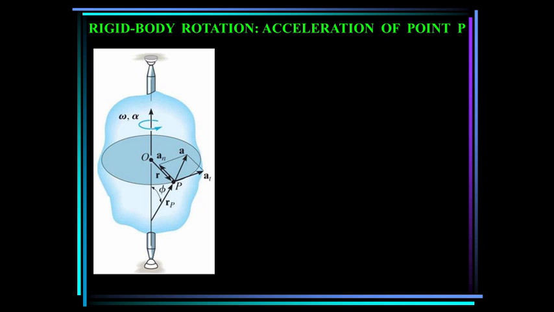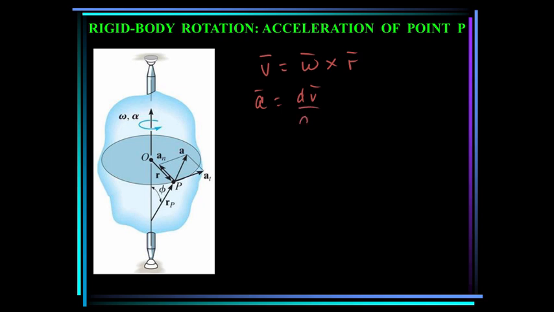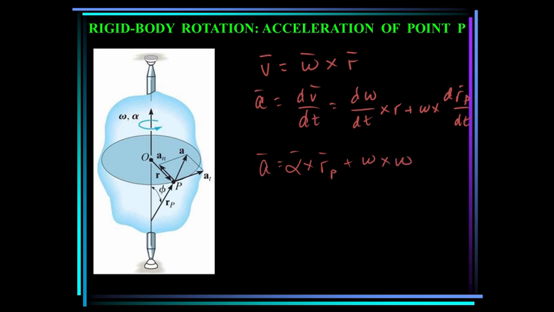So continuing our discussion on the acceleration of point P on a body undergoing rigid body rotation, the vector formulation of those two previous equations: the velocity of point P is equal to the cross product of omega cross r. So the acceleration is equal to the time derivative of the velocity. So we can say that is d omega dt cross r plus omega cross the derivative of r with respect to time. And this simplifies to the acceleration is alpha cross r sub p plus omega cross (omega cross r).